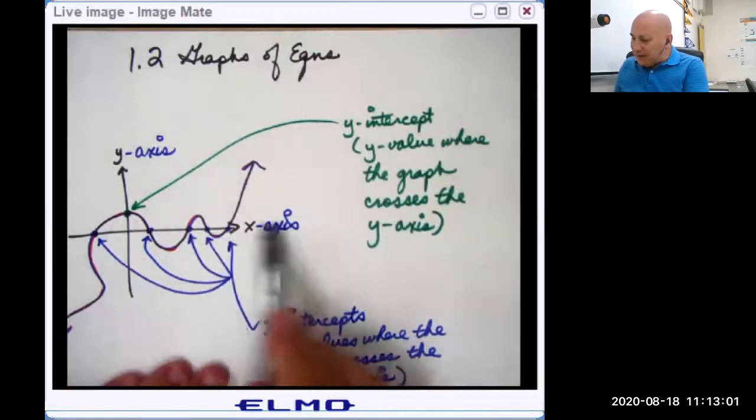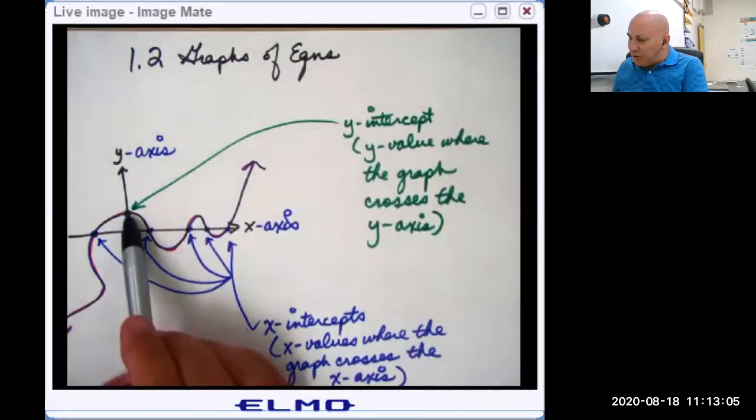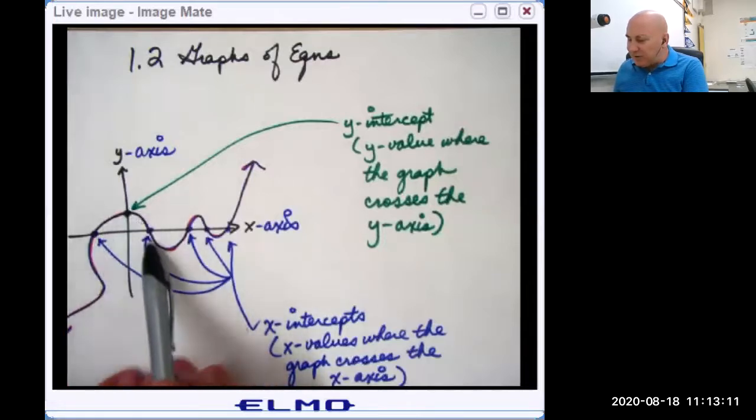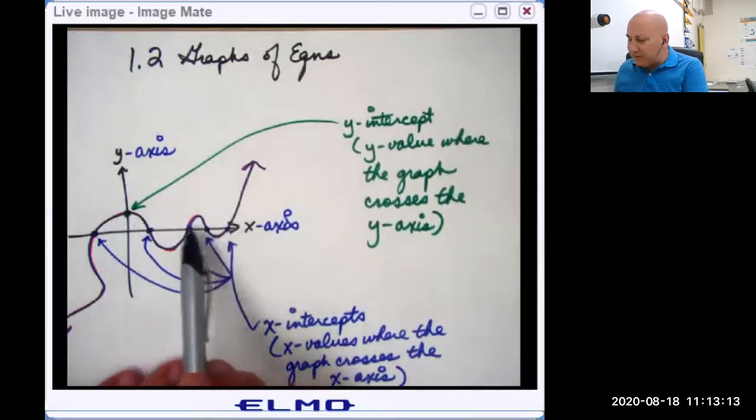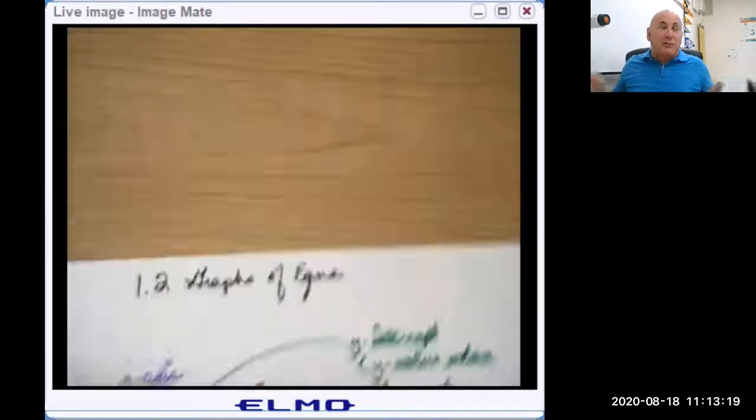So here's my x-axis, here's my y-axis. Where the graph crosses the y-axis, we call that the y-intercept. Anywhere the graph crosses the x-axis, we call those x-intercepts. So we're just learning some terminology right now. Let me rephrase. We're reviewing some terminology right now.